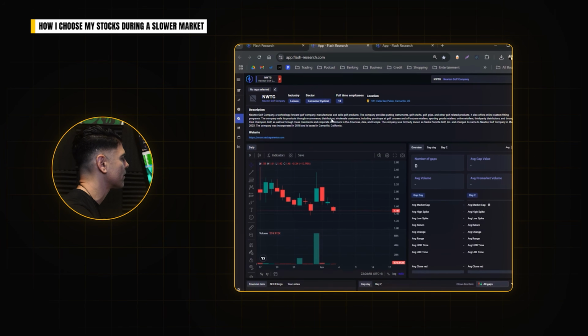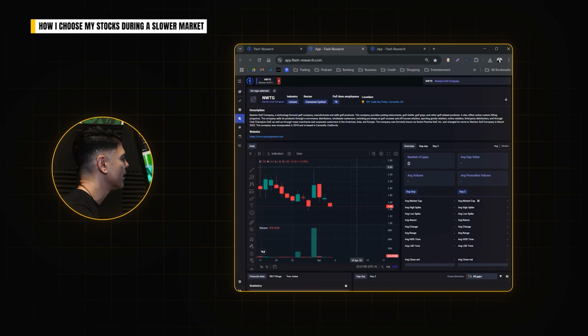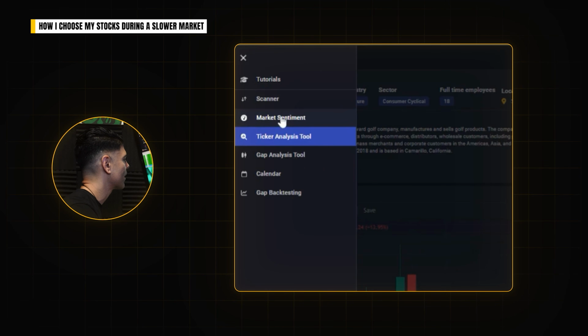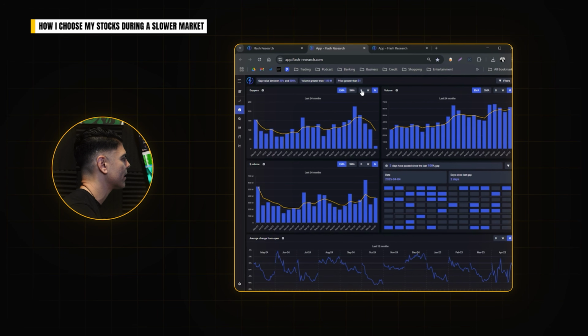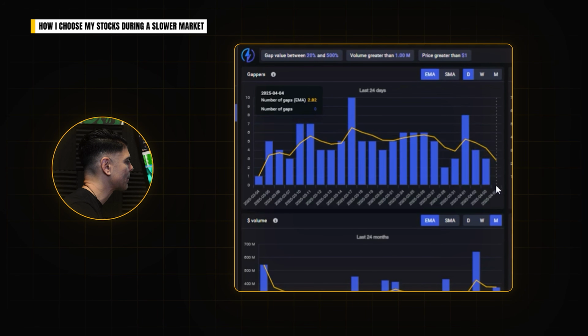Newton Golf Company, another description here. There's really no gap history on this one because it didn't do anything. The stock is dead. But I like to go to market sentiment. This is a nice little tool here, and you get to see recently the gappers. So this was the 31st that I traded it. On the 31st right here, there were 3 gaps. So that's why it was a slow day.